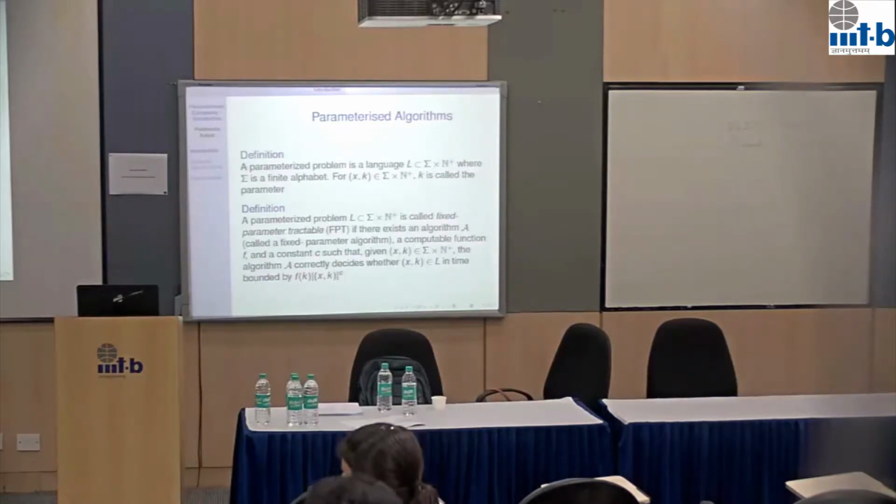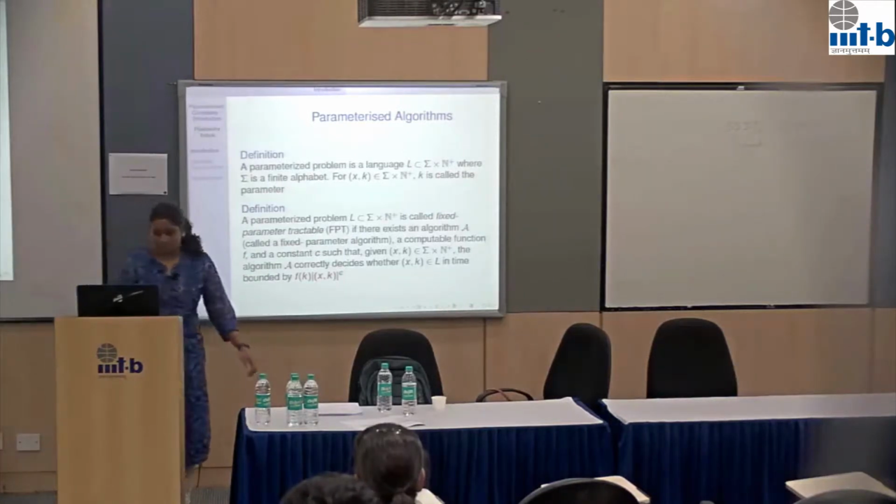Yeah, you only give an instance, a word. f is some function in k, it can be exponential also, used to bound the running time. So the running time is bounded by this f of k. You can even call this n, f of k times polynomial in n. Okay, so f of k can be some exponential function.